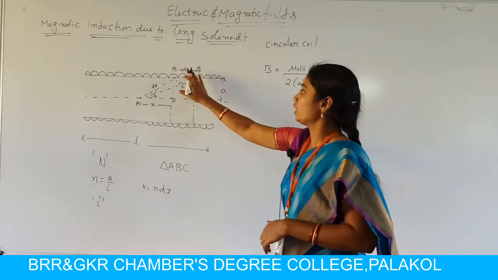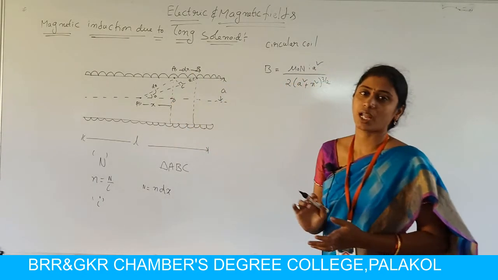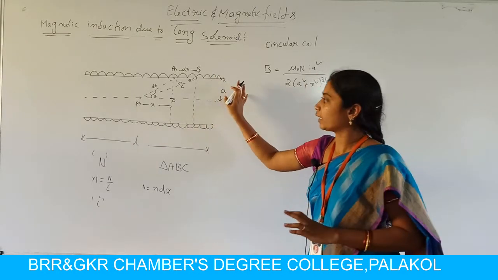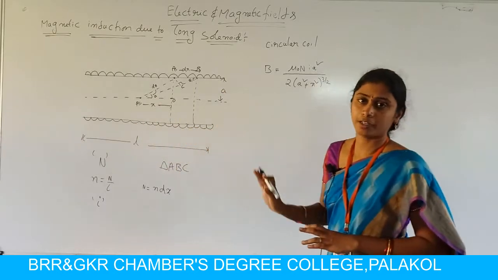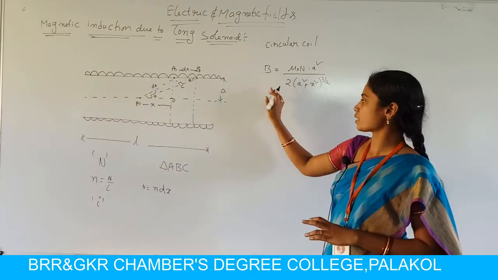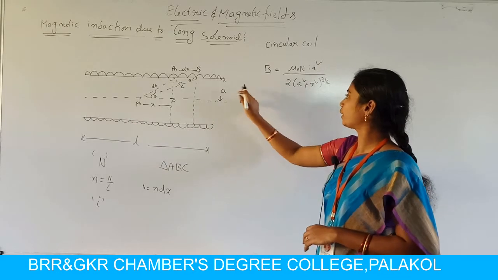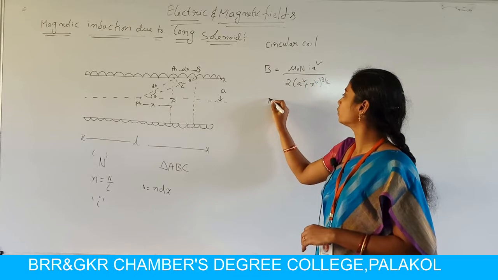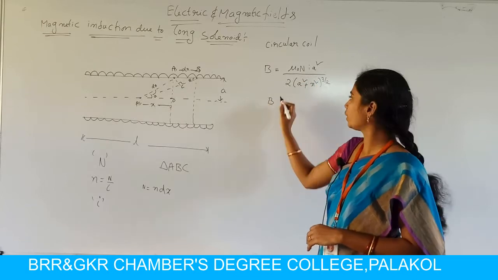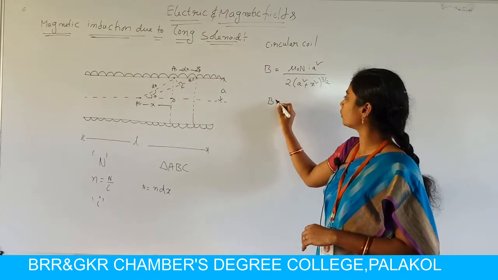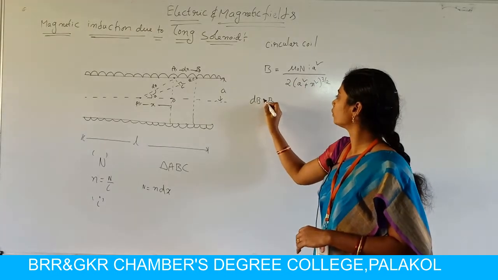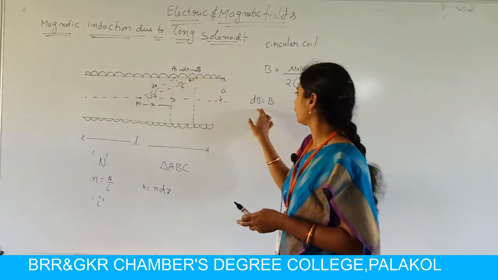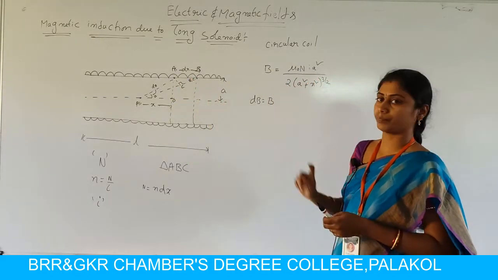So, for the small part of the solenoid, we first calculate the magnetic field induction, then from this small part we calculate the magnetic field induction of the entire solenoid. The magnetic field induction for this small part AB is dB, and substituting, dB is treated as B.